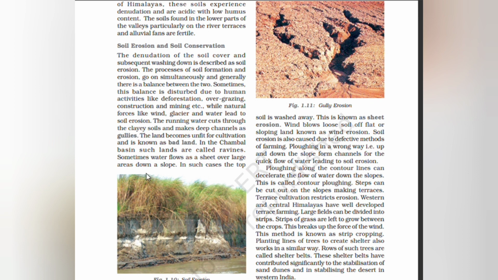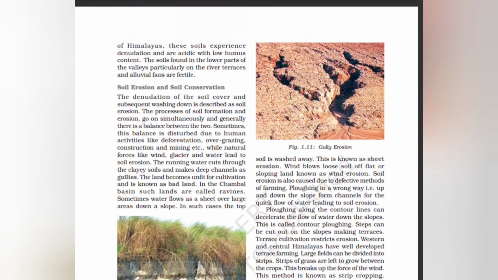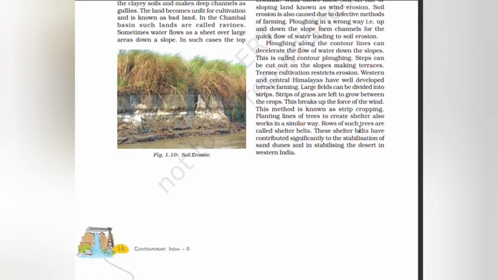Sometimes water flows as a sheet over large areas down a slope. In such cases, the topsoil is washed away. This is known as sheet erosion. Wind blows loose soil off flat or sloping land, known as wind erosion. Soil erosion is also caused due to defective methods of farming. Plowing in a wrong way, up and down the slope, forms channels for the quick flow of water, leading to soil erosion.